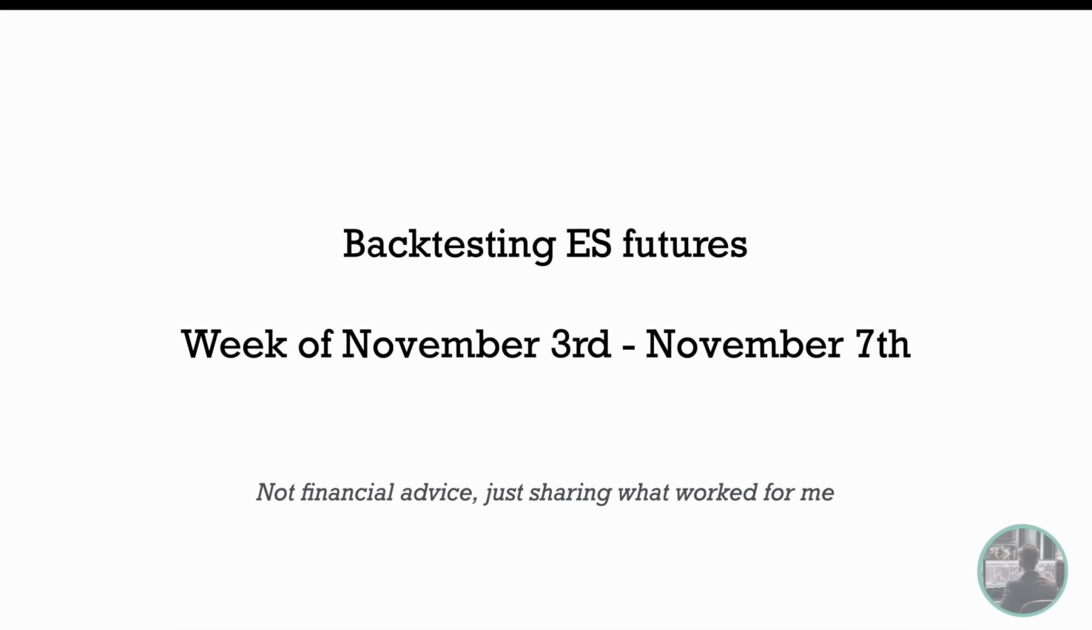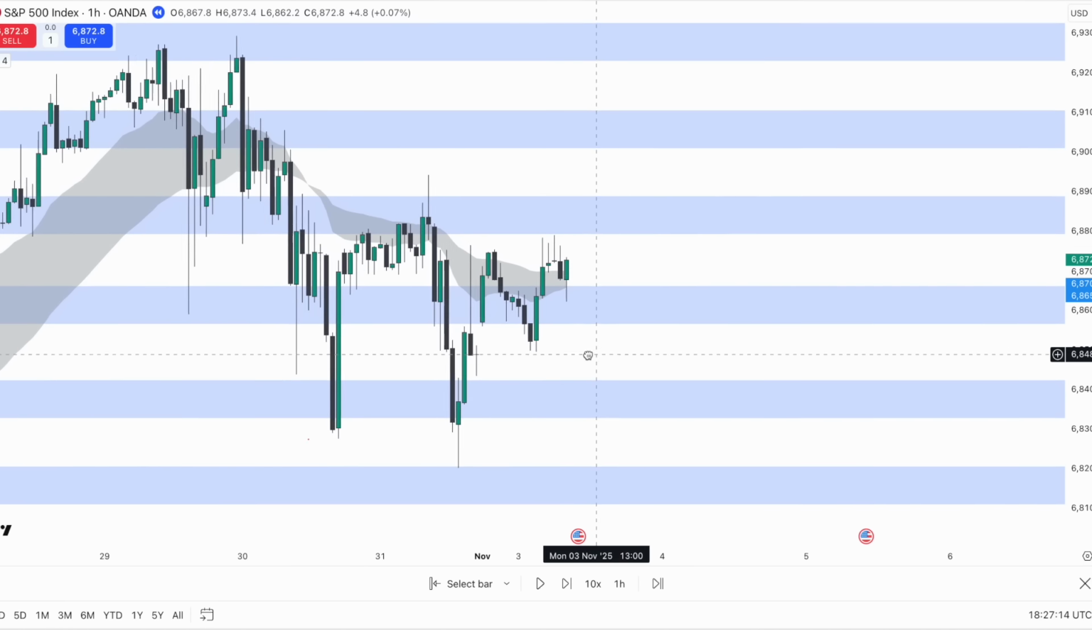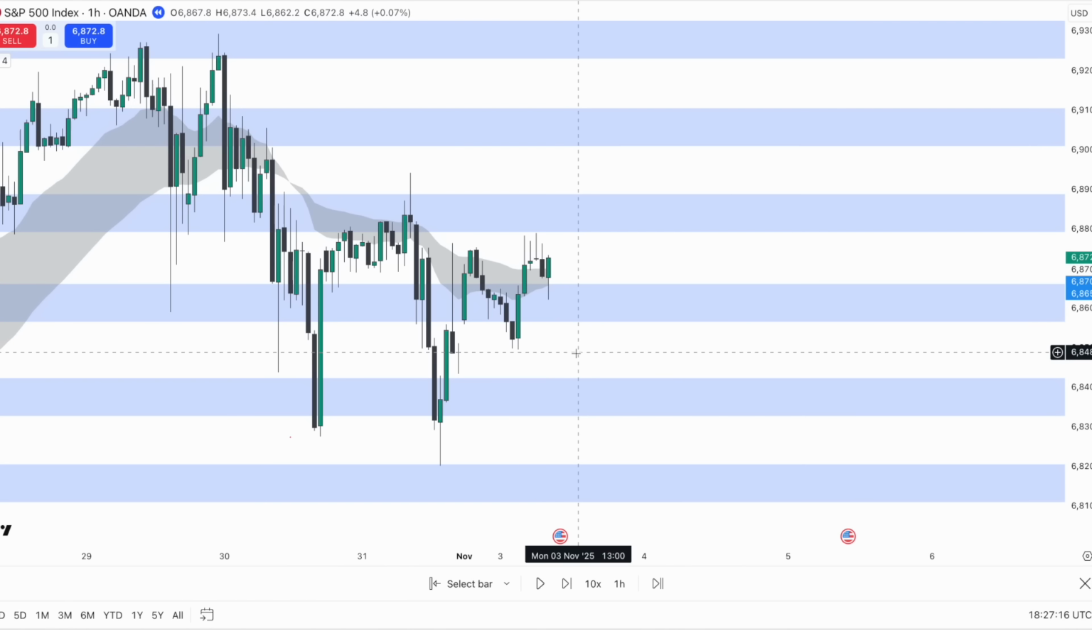Let's start with Monday. The first thing we're going to do is zoom out to the 1-hour cloud to assess the overall trend. We use the 1 hour, the 30-minute, and the 15-minute to establish our bias. Once our bias is established, we move down to the 5-minute to look for potential trades and then trade in that direction. The 1-hour cloud here is mildly sloping down, which tells us that the price is somewhat bearish.